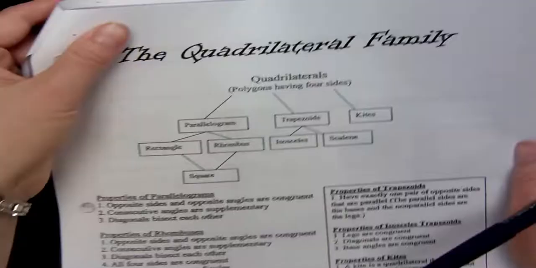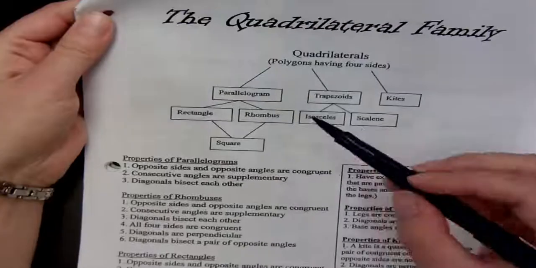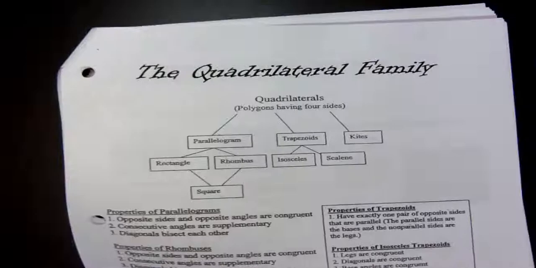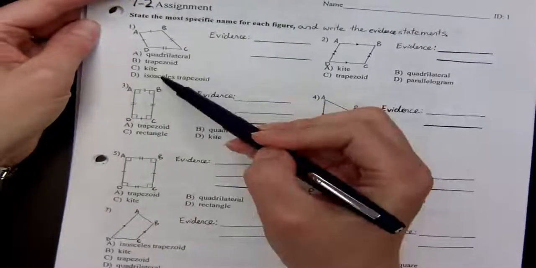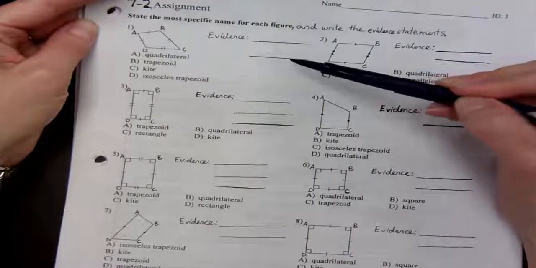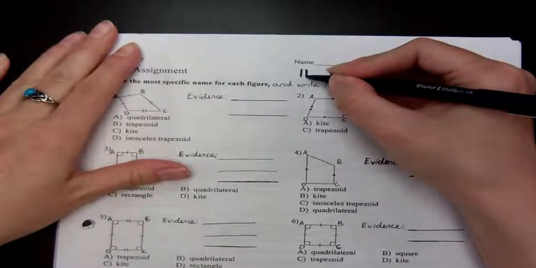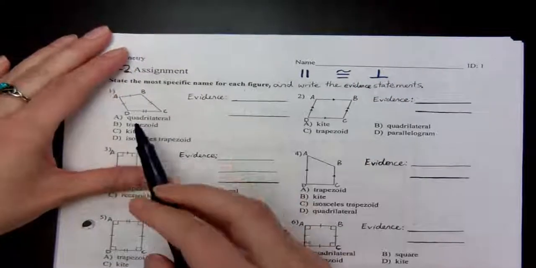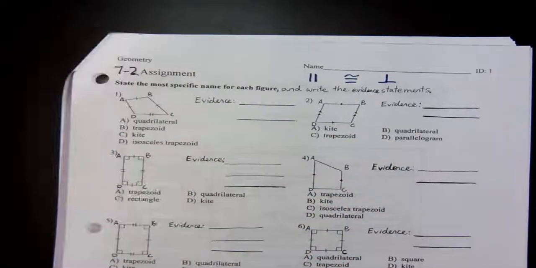If you like this type of diagram, on page 10 of your packet, this gives it all listed out this way with the diagram up here. So those are there for your reference when you do this open note test at the end. So today's assignment is page 8B, where you're going to choose the most specific name and then write your evidence statements. And remember, evidence statements use parallel, congruent, or perpendicular. So every evidence statement should list the sides using letters and use your statement there.